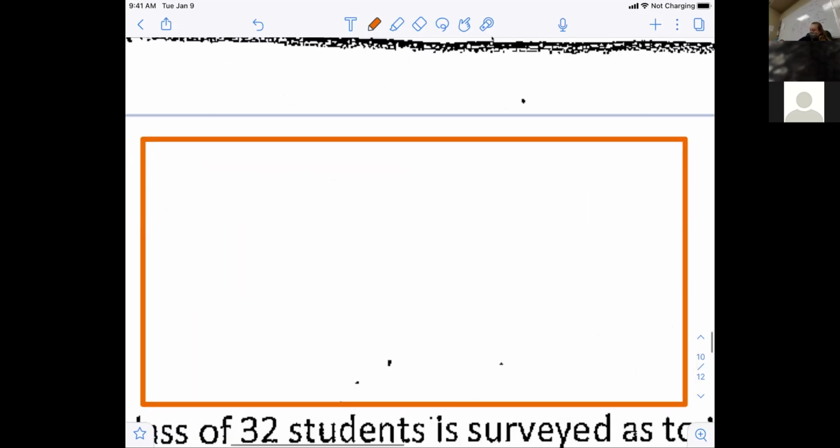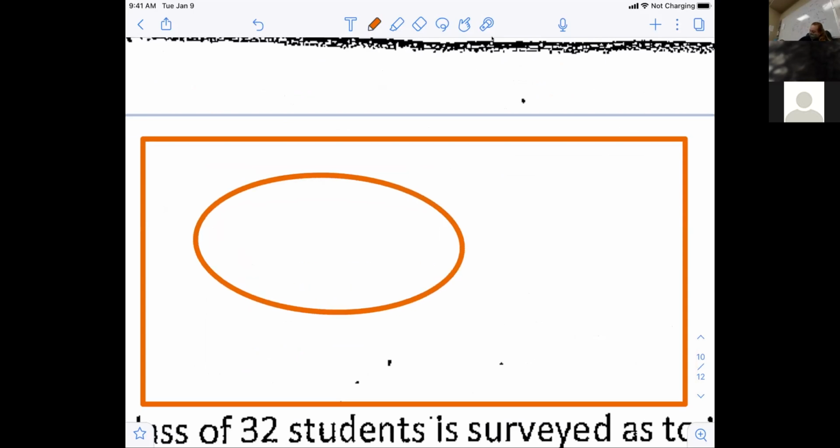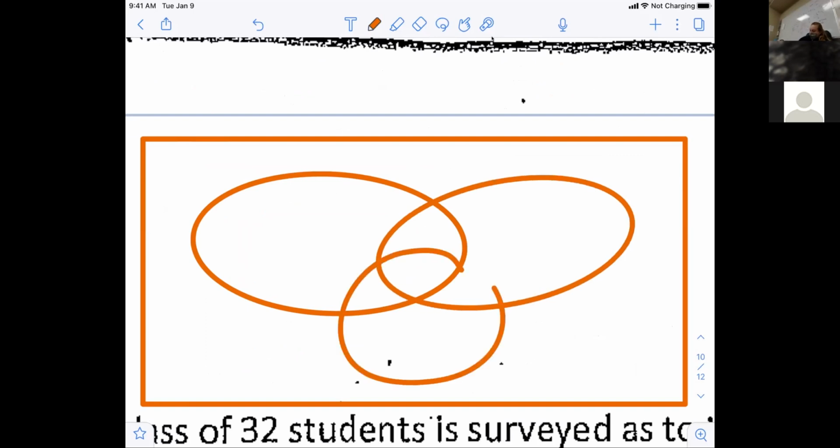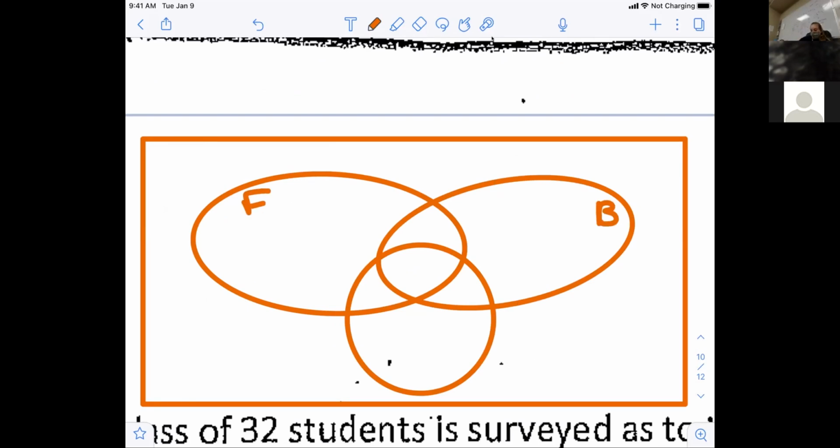So I'm going to draw circles. I've got a circle here, a circle here, and a circle here. I'm not great with Venn diagrams, so as long as you show that there's some overlap for all 3 and for some individually, that's great. And I've got Fords, I've got Buicks, and I've got Chevys. Everyone doing okay so far?